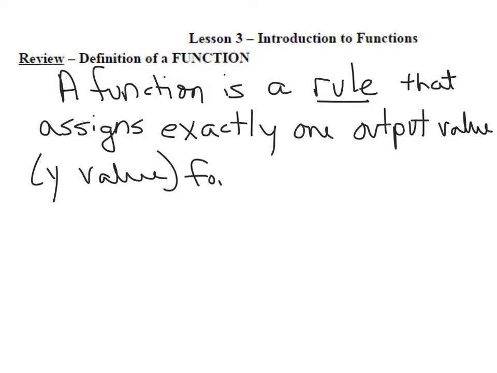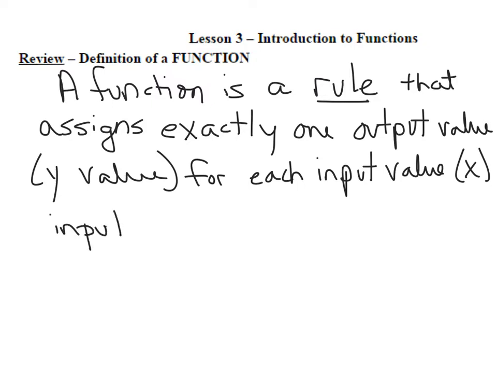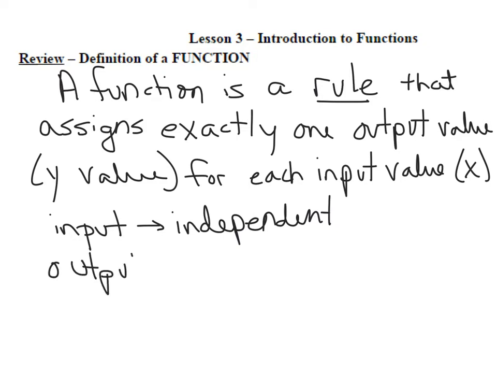For each input value, which is our x, we always call the input the independent variable, and our output is the dependent variable. Perhaps you've seen these terms in your science classes as well.